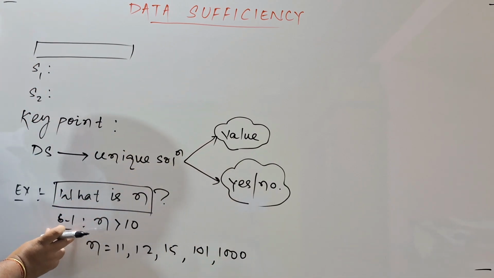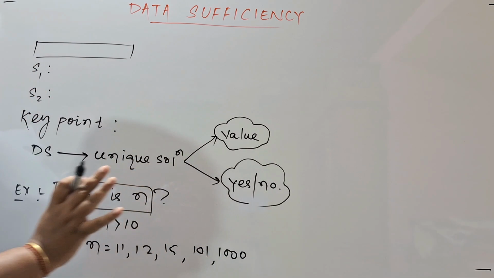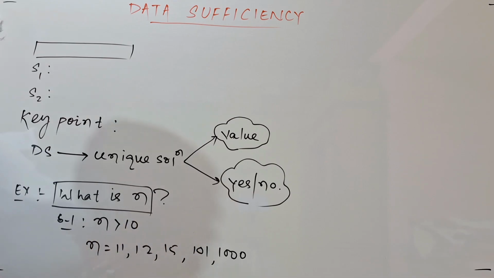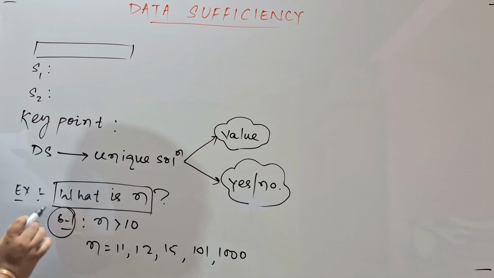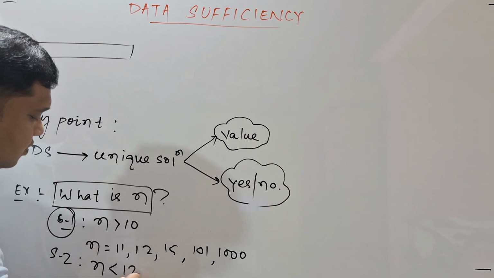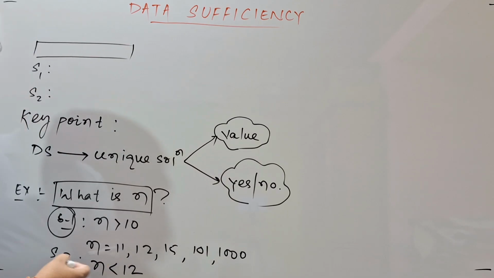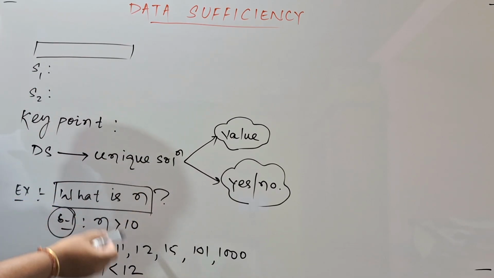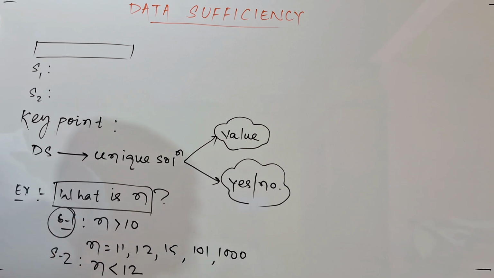So statement number 1 is not unique. More than one value is possible. It is not sufficient to answer this question. So statement 1 alone is not sufficient. We have to check statement 2. Suppose statement 2 is given in this way: n is less than 12. Here also lots of values are possible. The number of solutions is infinity. So statement 2 is also not unique.